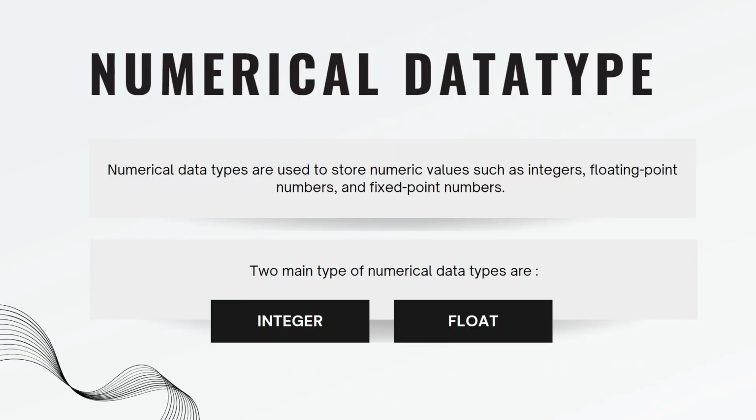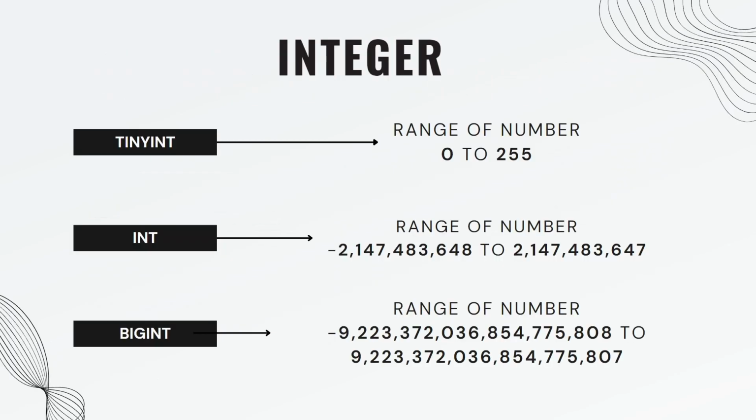Now coming to numerical data types. In SQL, numerical data types are used to store numerical values such as integers, floating point numbers, and fixed point numbers. Here are some common numerical data types in SQL: integer and float. Now let's look at integer data types. TINYINT is a numerical data type that is used to store small integer values. Typically, TINYINT can store values ranging from 0 to 255.